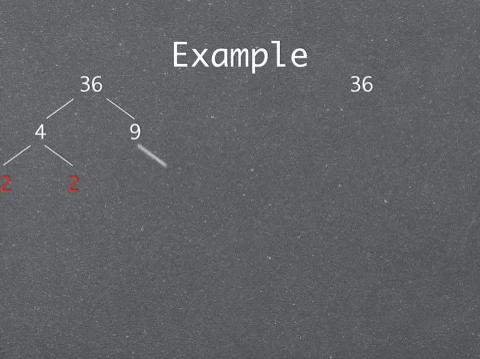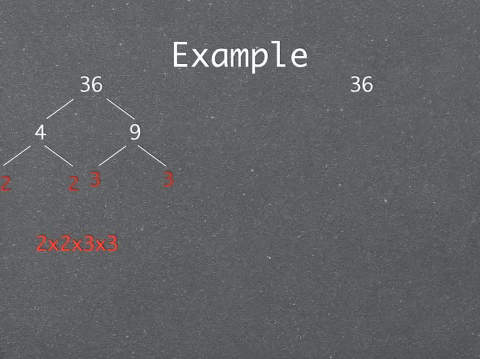And then to break down 9, I can have 3 times 3. So since all my bottom branches are prime, I have my prime factorization, which is 2 times 2 times 3 times 3.